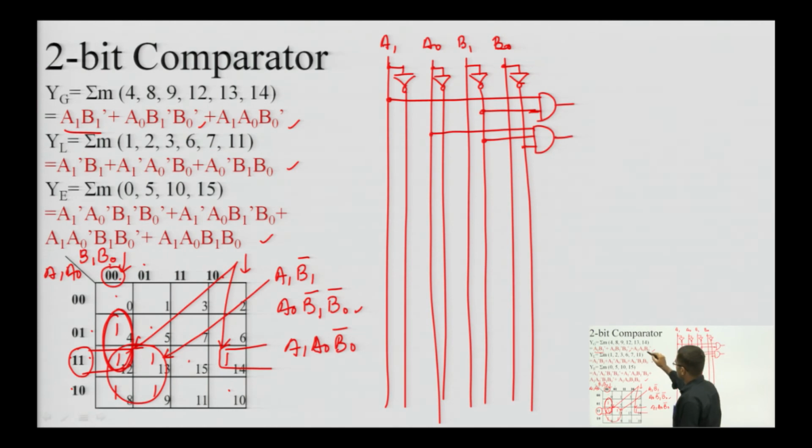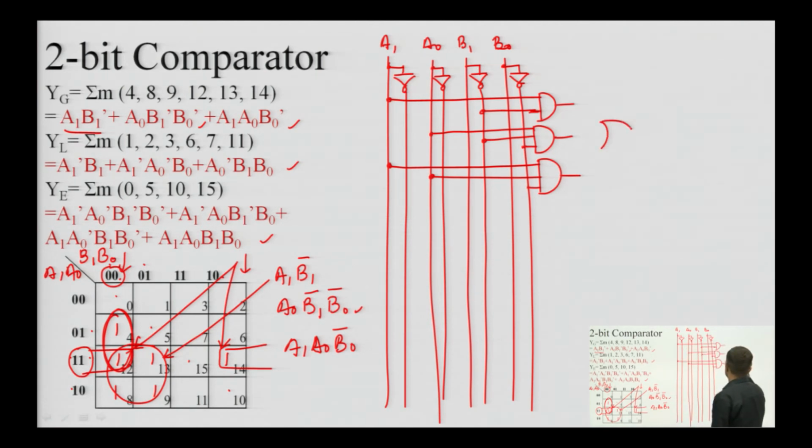Then the third product is A 1 A naught. So, this is A 1, this is A naught and B naught complement. So, this is B naught complement. So, these three products are ready. So, these three products can be now added together to generate the expression for y g.